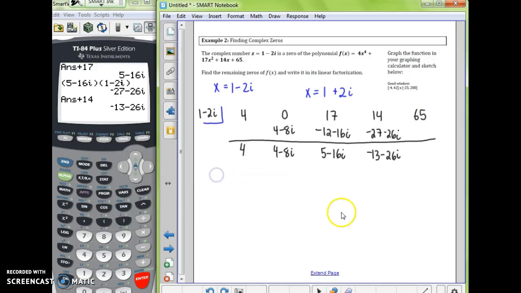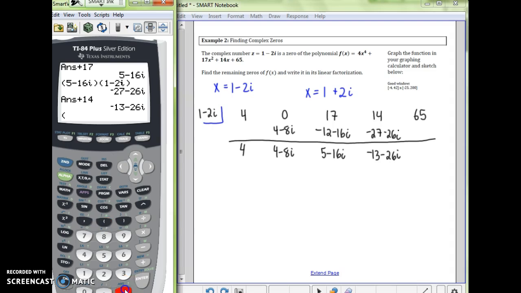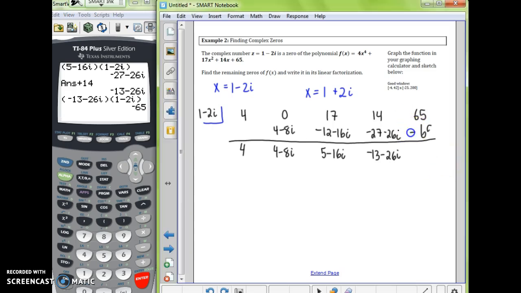So zoom out for a second. So this times this. So we have negative 13 minus 26i times 1 minus 2i. And that is equal to negative 65. When you add those, you get 0. This kind of does two things for us. It proves that yes, it is a factor, and confirms that our math is right, which is what we want.